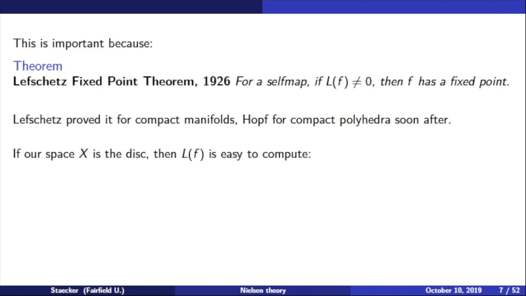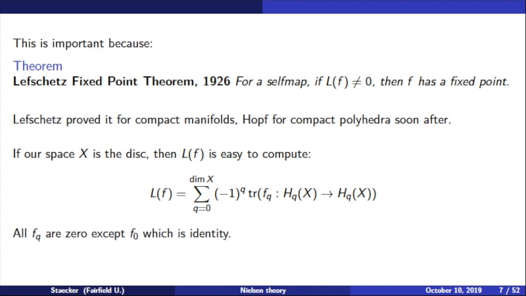Now, if you're talking about the disk, I said before the Brouwer theorem is just about the disk. If it is the disk, then you can compute the Lefschetz number very easily. See this trace here? If X is just the disk, the homology of the disk is like dimension one in the zero dimension because it's connected. So all of these traces here will be zero except for the zero dimension, which is the identity. That's because the higher homology groups for the disk are all zero because it's a contractible space.